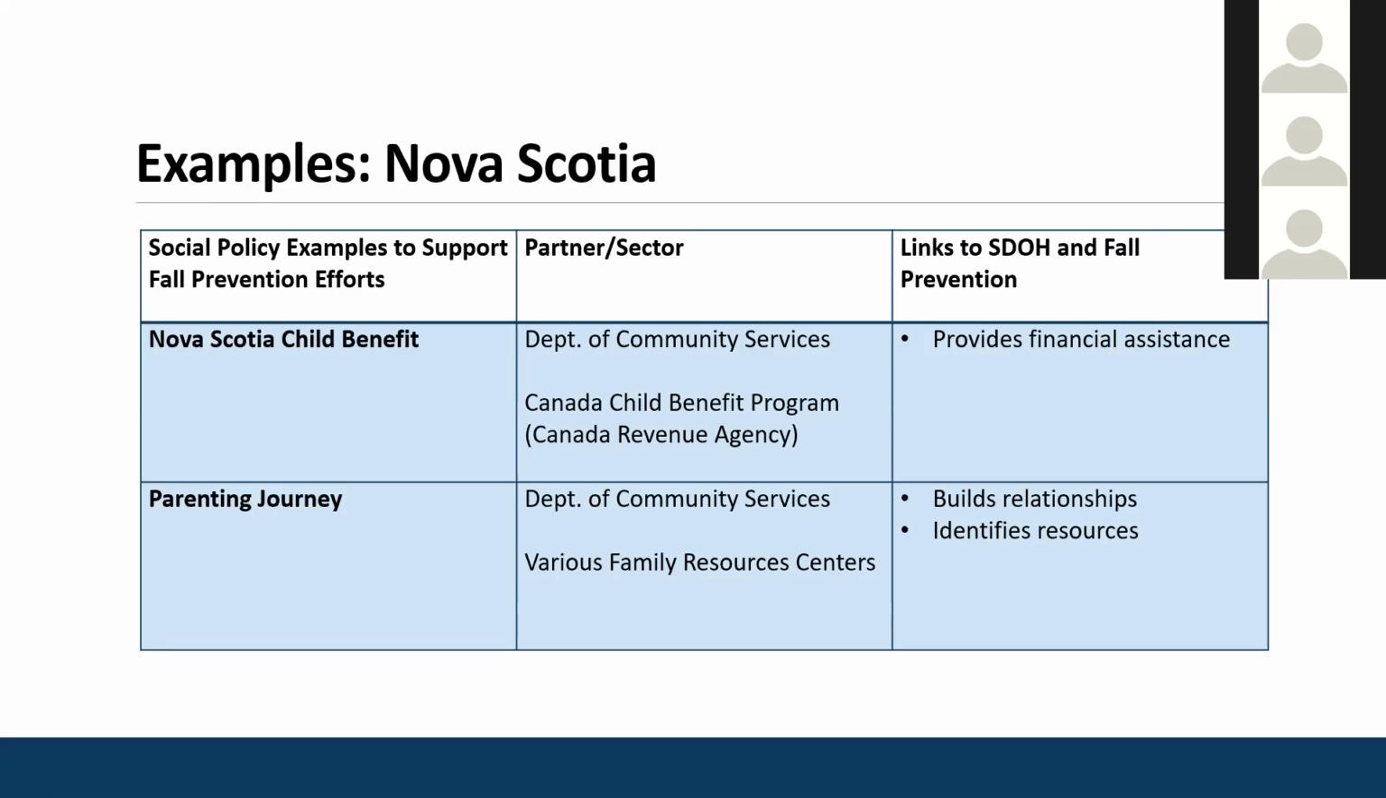Secondly, Parenting Journey is a home visitation program that provides support to families to help with child well-being and development, parenting, family life management, community connectedness, linkage, and referrals. It links to social determinants of health and fall prevention in that it works collaboratively with families to build meaningful, helping relationships while collectively identifying strengths, resources, and priorities to address challenges among child development, which includes fall prevention.